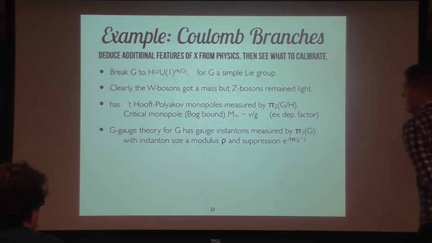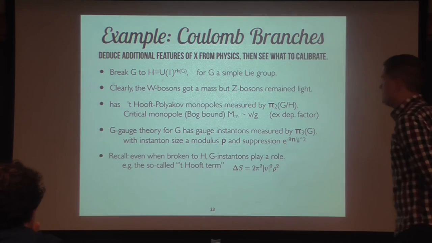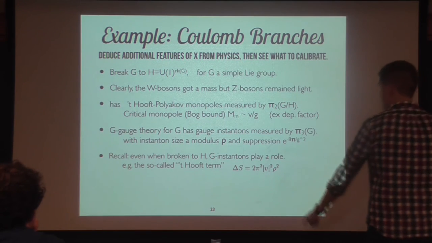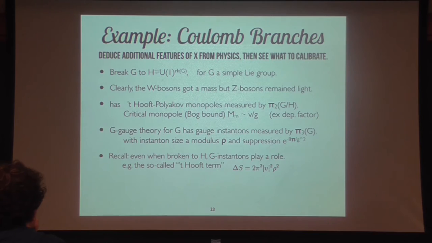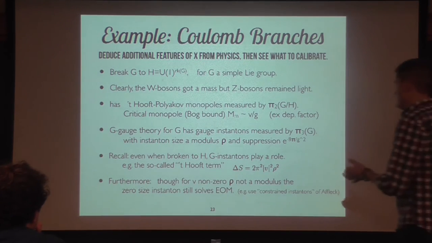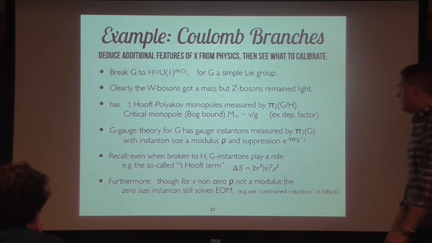So for a G gauge theory, G has gauge instantons, of course measured by pi3, and there's an instanton size, the modulus rho, and it's suppressed by e to the minus 8 pi squared over g squared. And even when you break G to H, G instantons play a role. This is the so-called 't Hooft term, which generates a correction to the instanton action that depends on the Higgs vev and the instanton modulus. But in fact, in that limit, rho is not a modulus anymore, but there's still this constrained instanton formalism of Affleck that allows you to study these cases.